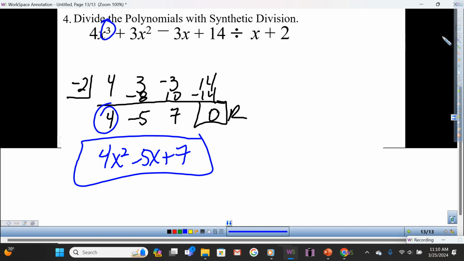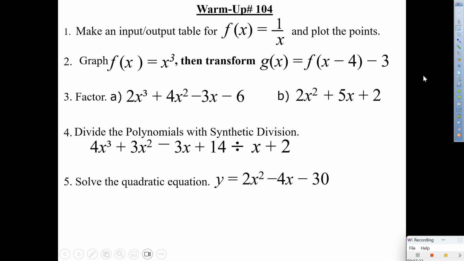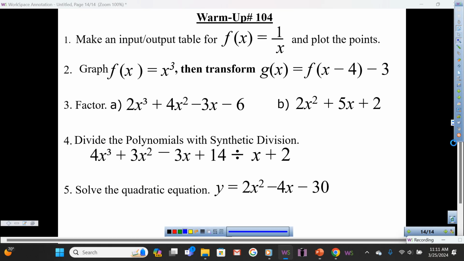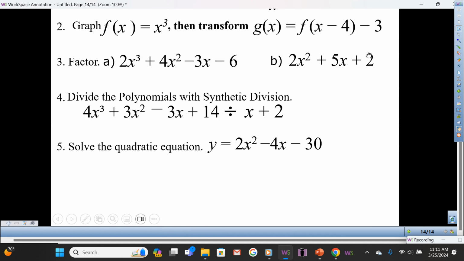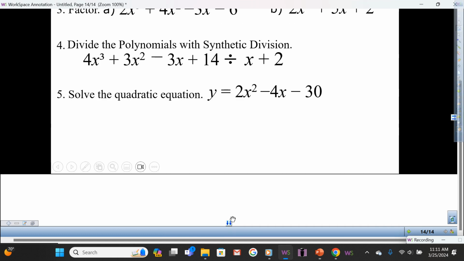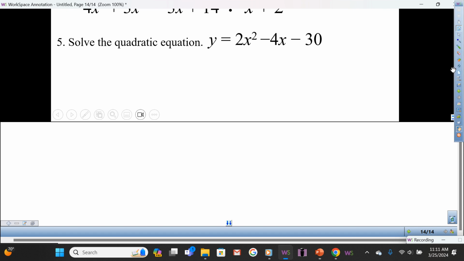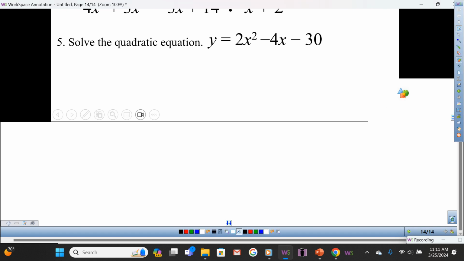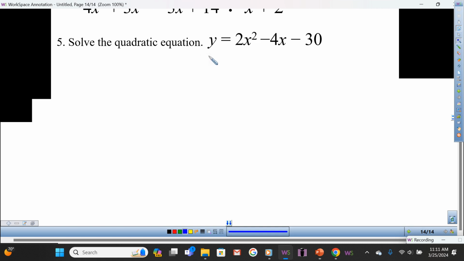All right. Last but not least, solve the quadratic equation. Let's see if we remember how to solve quadratic equations. Well, first of all, Mr. Q, we need to set it equal to what? 0. That is correct. 2x squared minus 4x minus 30.